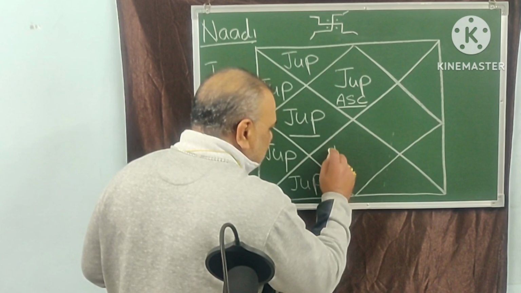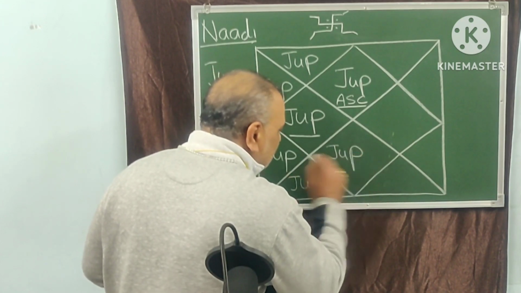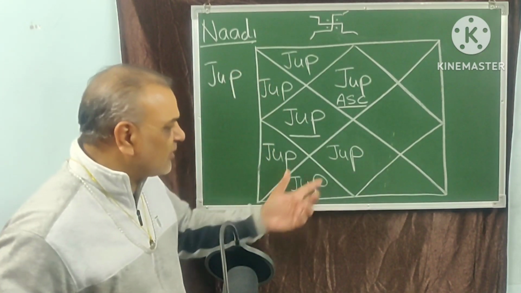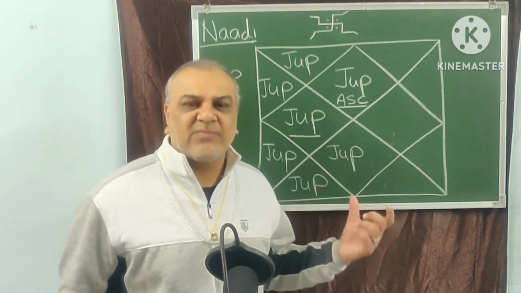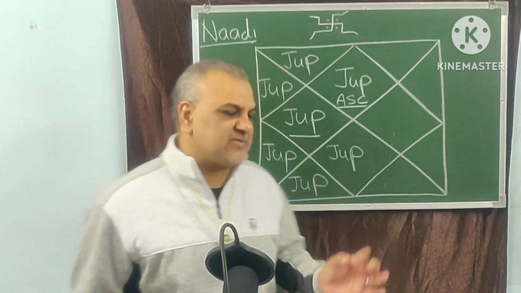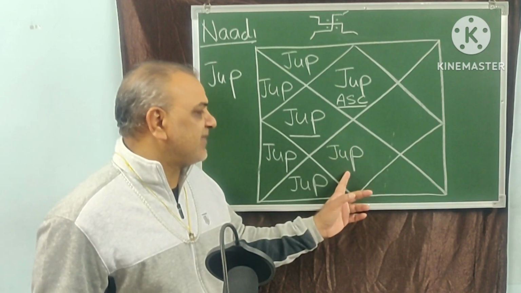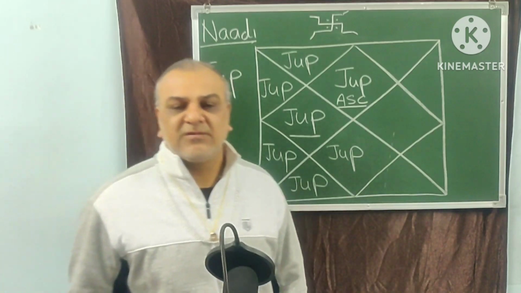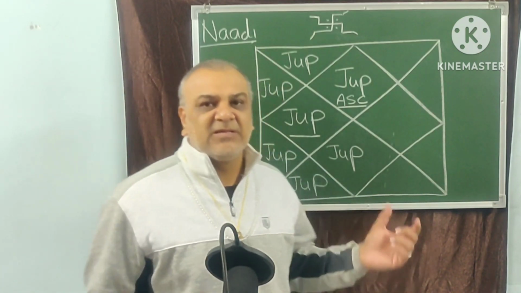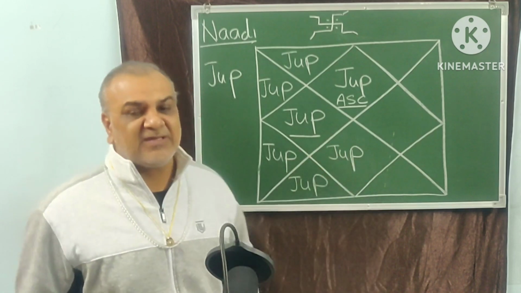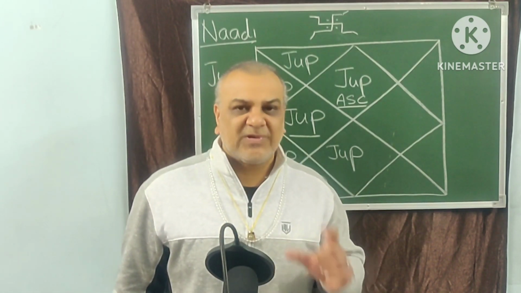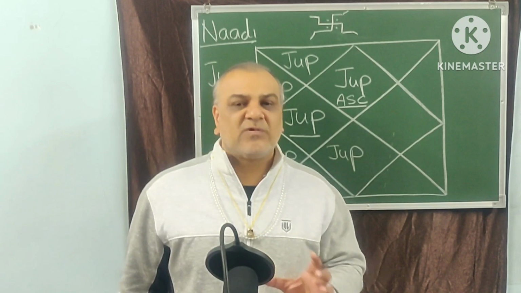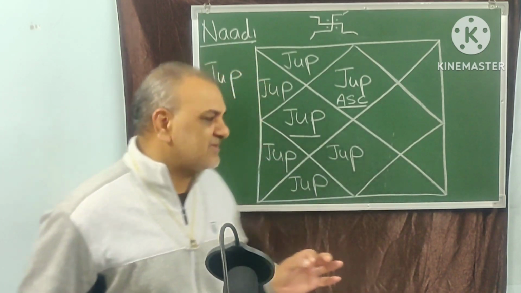If Jupiter is placed in the seventh house in any chart, male or female, that means this person is inclined towards the opposite sex, because the seventh house signifies the opposite sex. If it is a male chart, he will be attracted towards females. If it is a female chart, she will be attracted towards males. The seventh house also signifies enjoyment, so the main focus of this native would be on enjoyment in his life.